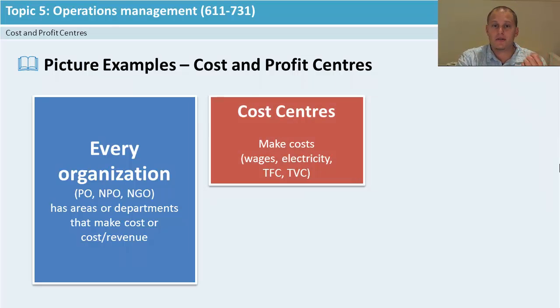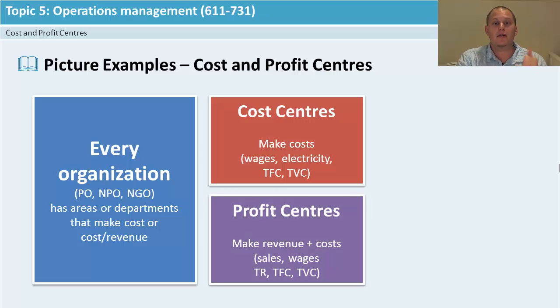In your cost centers, they essentially just make costs. Now I'm repeating myself a lot here, but you're getting your wages and your electricity. Your TFC and your TVC is appearing a lot. So as you go through the numbers, you're going to say, this place here, we really have to keep the costs under control. Cost containment.